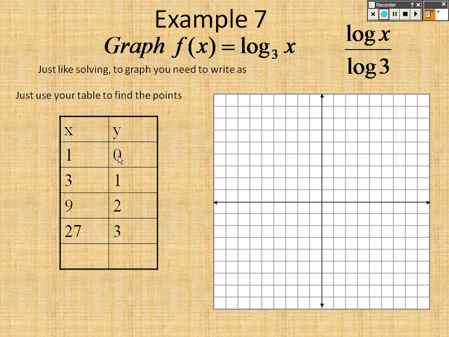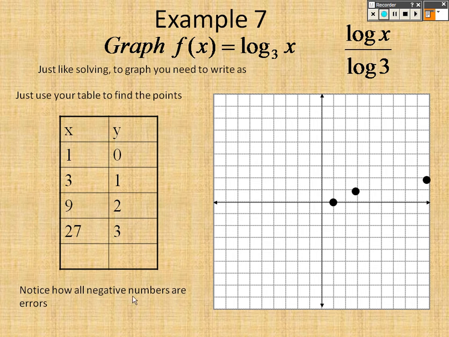When you do, here's the table that you end up with, and I only picked some of the points that will give you whole numbers. I didn't pick any points that would give you fractions. That's why they're skipped all over the place there. So when we do this, I get 1, 0, 3, 1, 9, 2, and 27, 3 way out there.